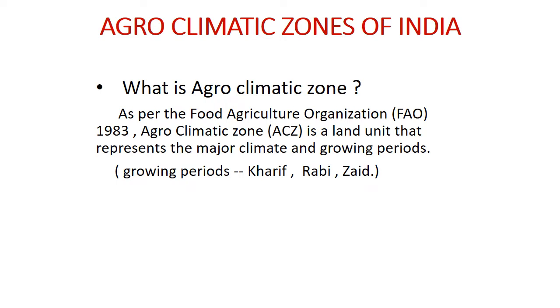Here, my topic is about agroclimatic zones of India. What is an agroclimatic zone? As per the Food and Agriculture Organization in 1983, an agroclimatic zone is a land unit that represents the major climate and growing periods.